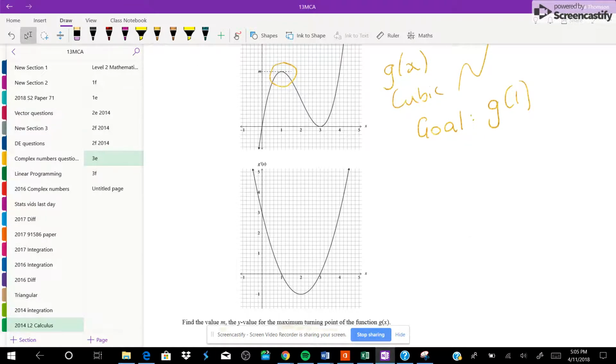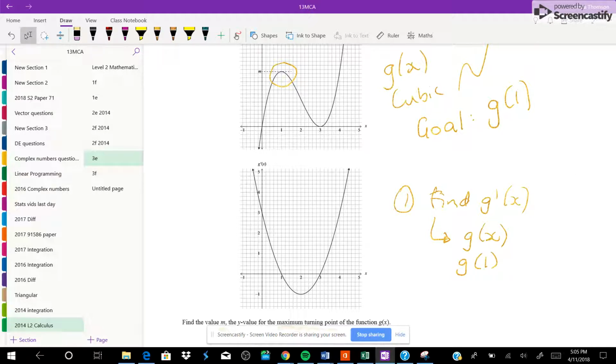Down here, we've got the gradient function. So obviously, the gradient function is going to be a parabola because it's coming from a cubic. So the first method of solving this problem is to find g dash of x. Right? And then we work backwards. We're going to integrate that and use some more information to find g of x, and then we're going to get g of 1. So that's method number one. I'm going to do that first, and then I'll talk about method number two.